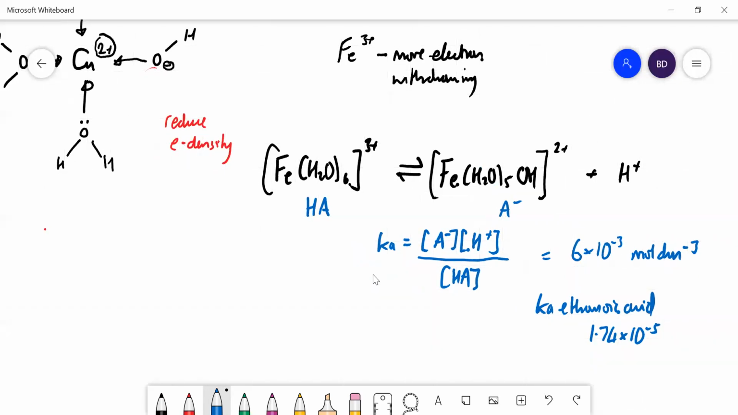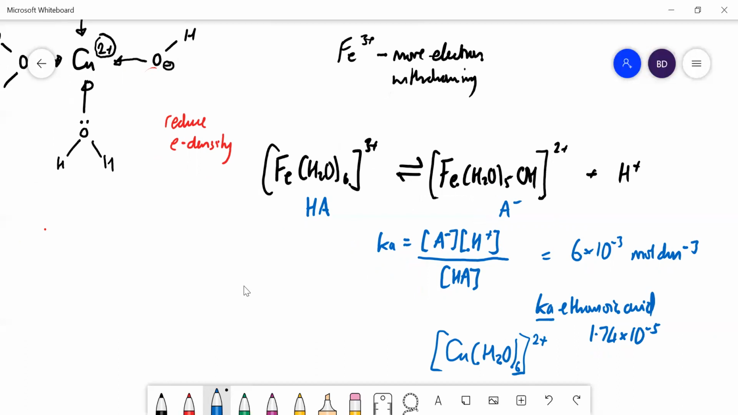Of course, the Ka value for copper, because it's only 2+, is not going to be as big as that one. I couldn't find a value for that, but it would be smaller than for the iron 3+.